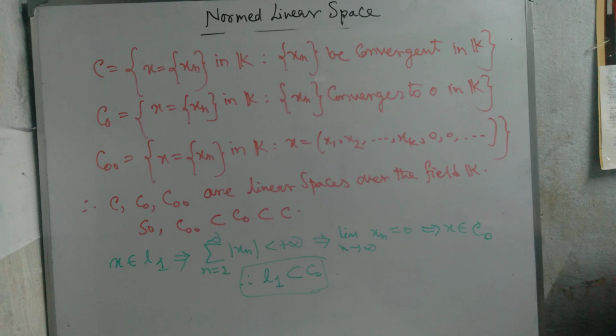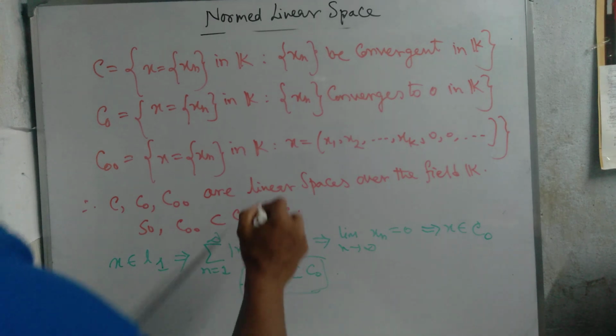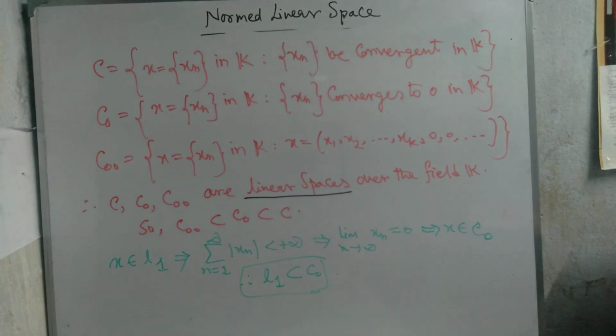So we get this one. We will not check it now, but this one happens. These are all linear spaces over the field K, so easily we also write here. Now we erase that portion and go on to further discussion of some function spaces.